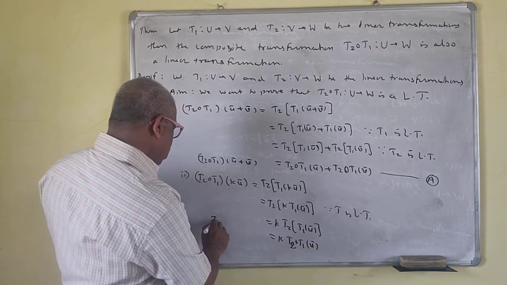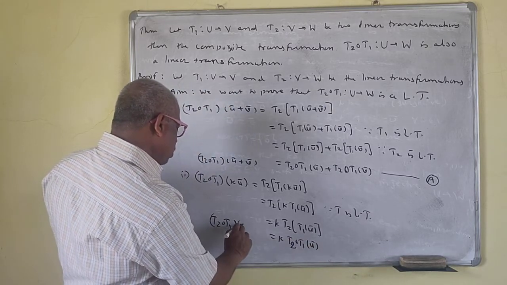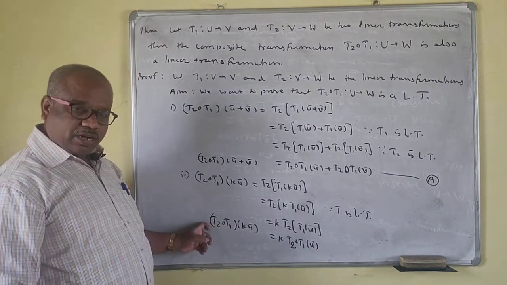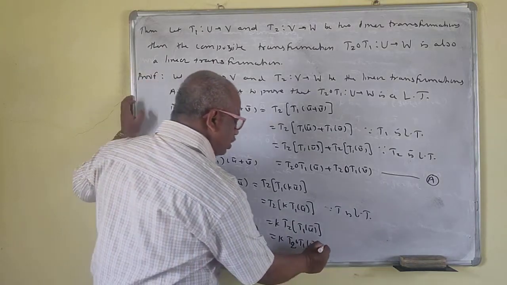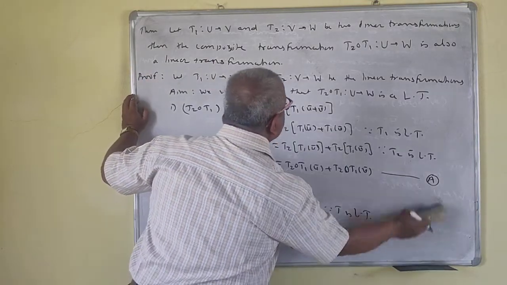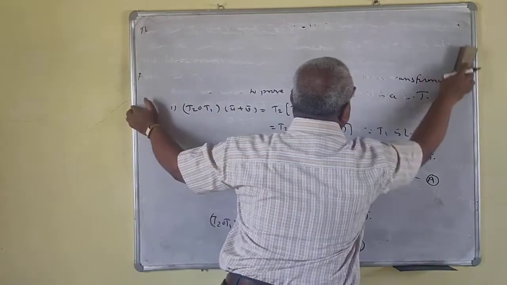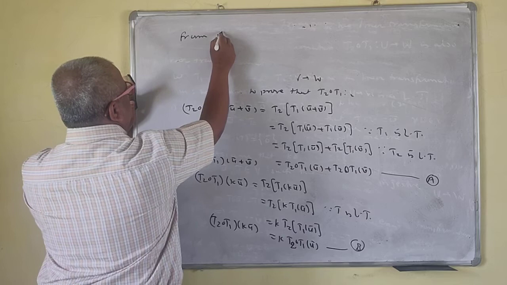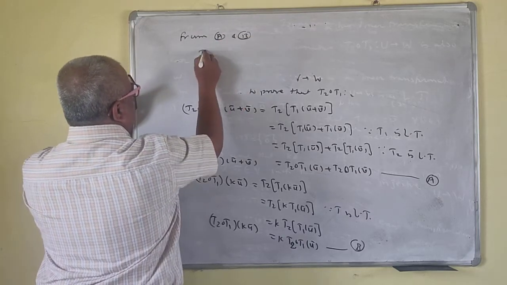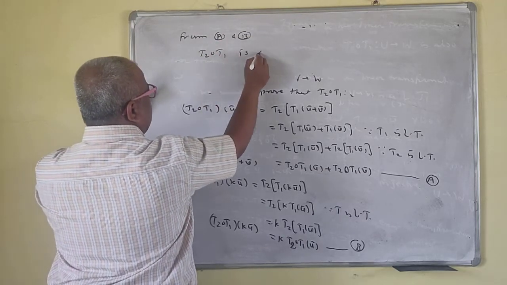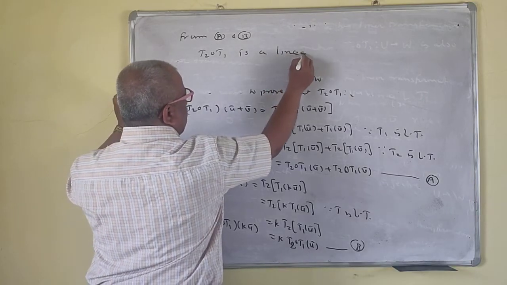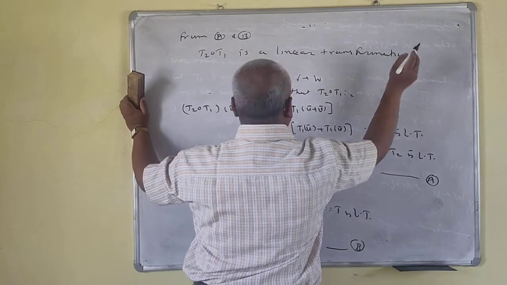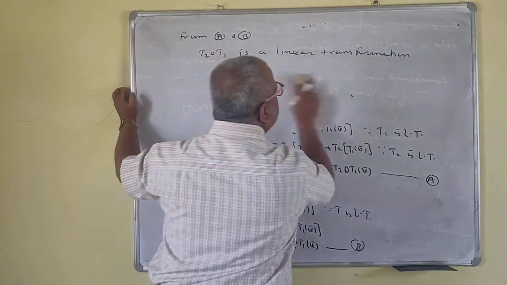So this is T2 compose T1 of K U bar. I have taken K here, so K is shifted here. We will call this as B. So from A and B, T2 compose T1 is a linear transformation.